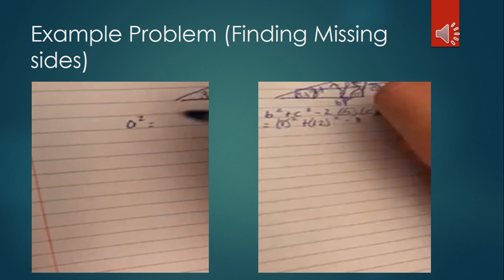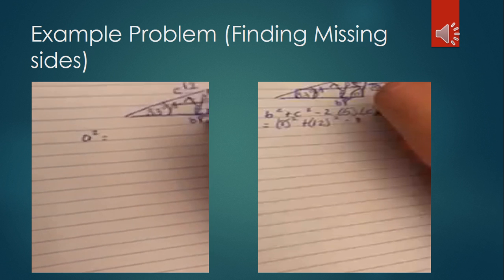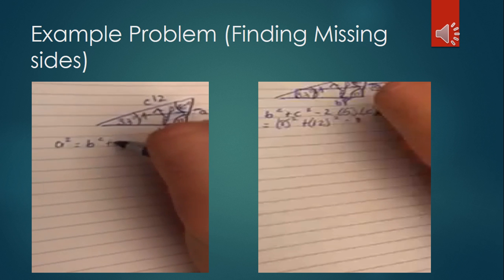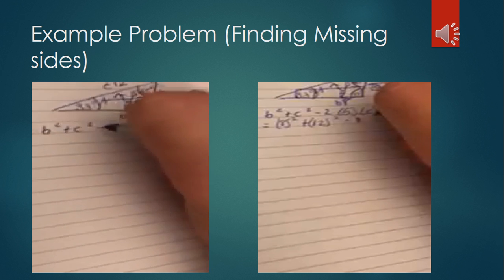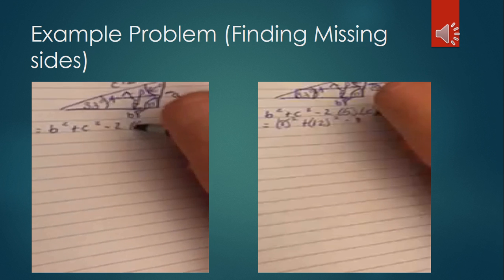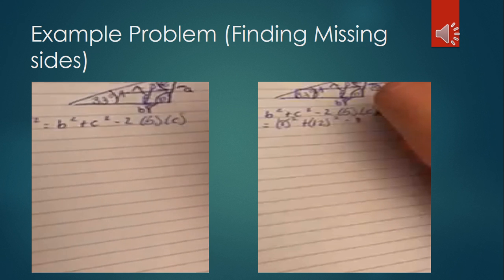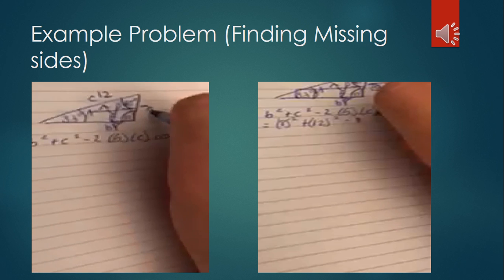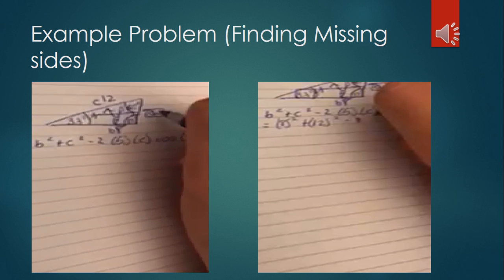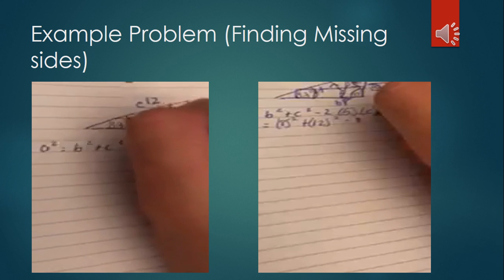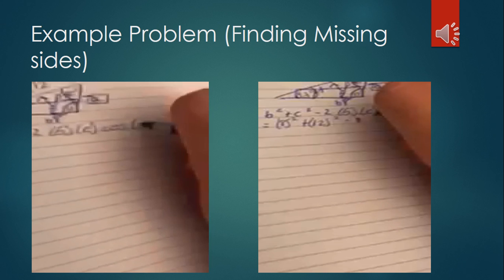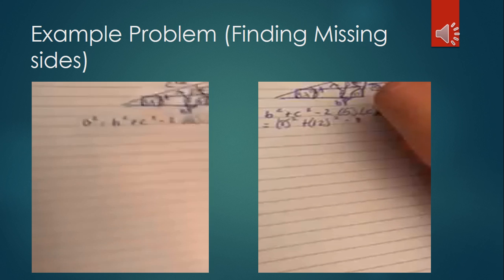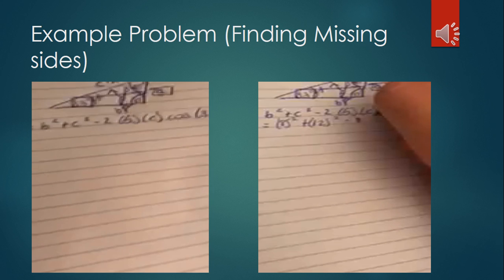So it's a squared, and then you want to have the sides that you do know, which is 8 and 12. You want to do b squared plus c squared minus 2 times b times c, and then times cosine. For the side you're finding here, which is a, you want to go back to angle A and use that angle for the missing cosine here. So that would be cosine 33.